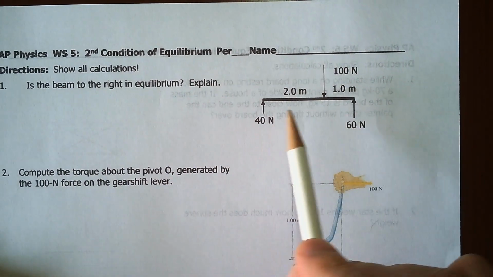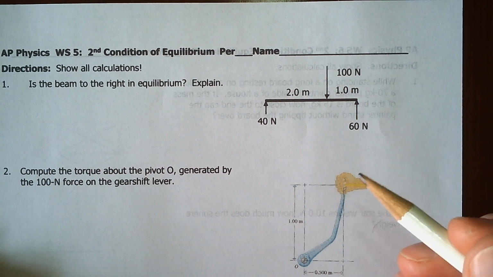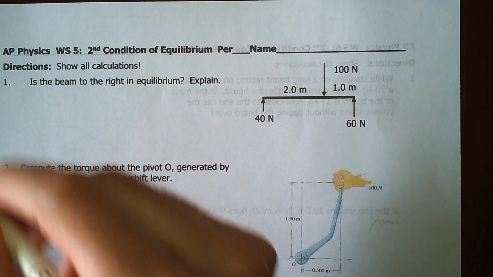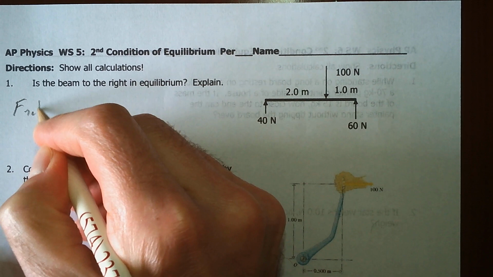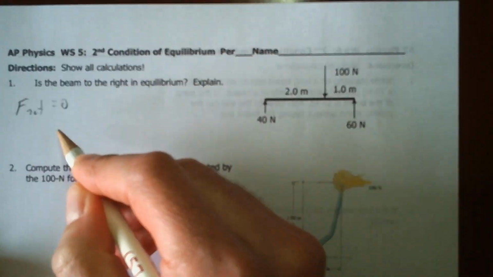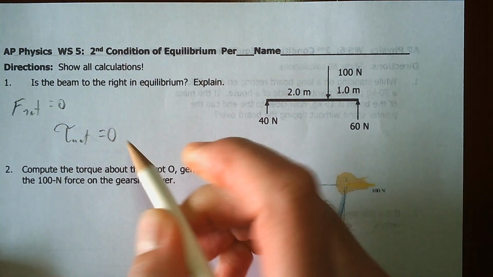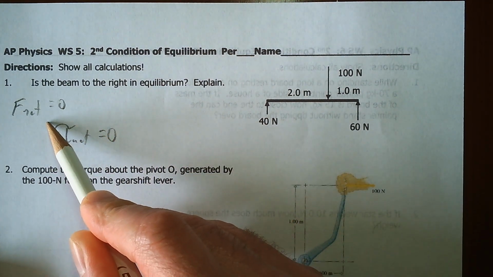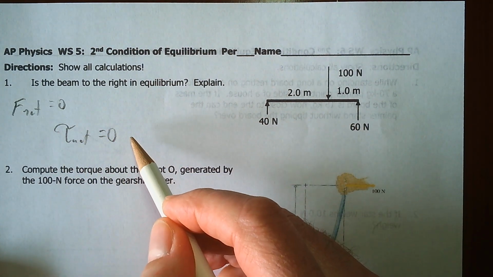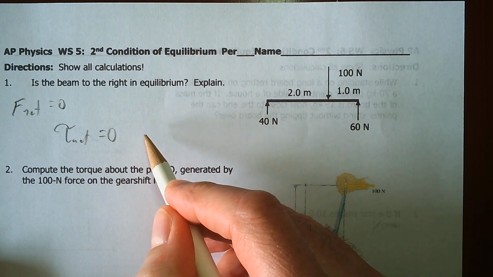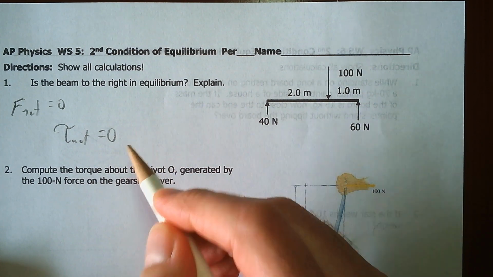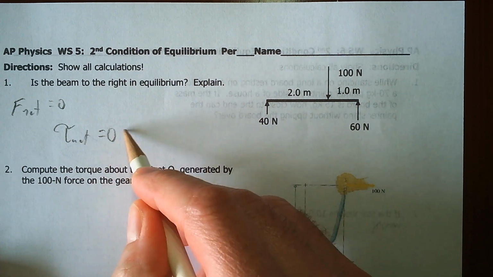Okay, so this one's asking whether it's in equilibrium. Well, there are two conditions for equilibrium. One is that the net force is zero, and the second is that the net torque is zero. The thing with the net torque being zero is that it is not dependent upon where the pivot point is. So, pivot point anywhere for that.